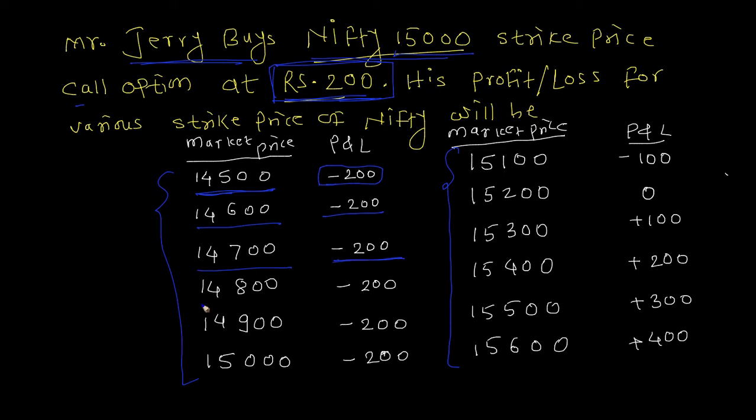If Nifty is trading at 14,800, I will not use the coupon. I will lose 200 rupees. Again at 14,900, I will lose 200 rupees. At 15,000 also, this coupon is of no use, because in the market I'm getting Nifty for 15,000, and the coupon is also for 15,000. So again, I lose my 200 rupees.